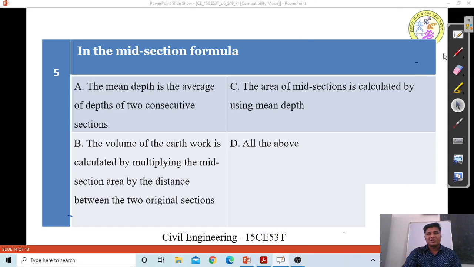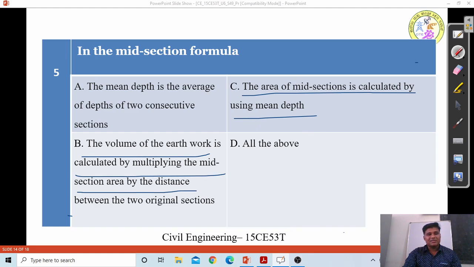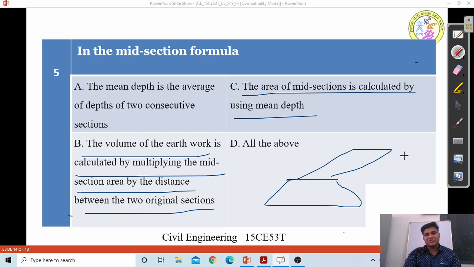In the mid-sectional formula, the mean depth is the average of depths of two consecutive sections. The area of midsections is calculated by using mean depth. The volume of earthwork is calculated by midsection area by the distance between two original sections. So midsection means now we have done an estimation in this fashion.